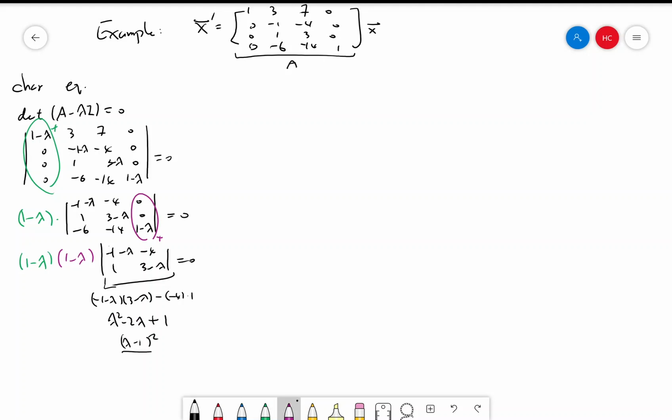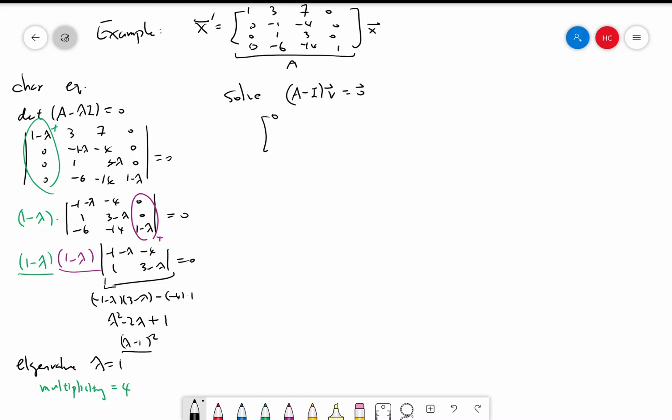So all the factors are the same, pretty much. So the eigenvalue is lambda equal to 1, and multiplicity is 4. So there's only one eigenvalue, so let's try to solve for eigenvectors. So let's first solve A minus I times v equal to 0. A minus I is 0, 3, 7, 0; 0, negative 2, negative 4, 0; 0, 1, 2, 0; 0, negative 6, negative 14, 0, times v equal to 0.